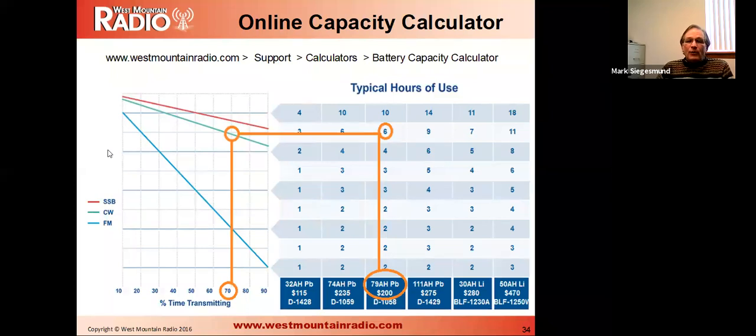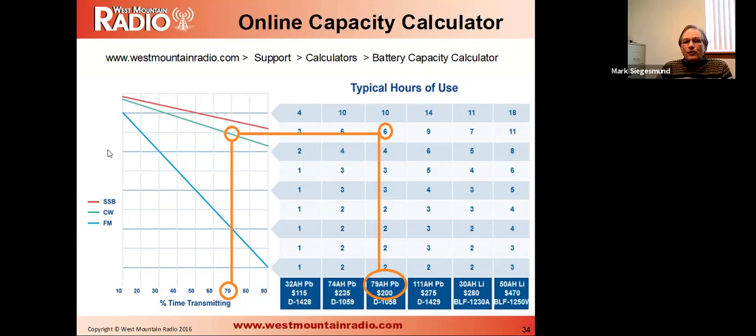There's a chart on the West Mountain Radio website, again, under the calculator section. This looks a little bit complicated. Let me see if I can cover this. What I circled was somebody who spends 70% of their time talking, and the green line is CW, sorry, 70% of their time keying.